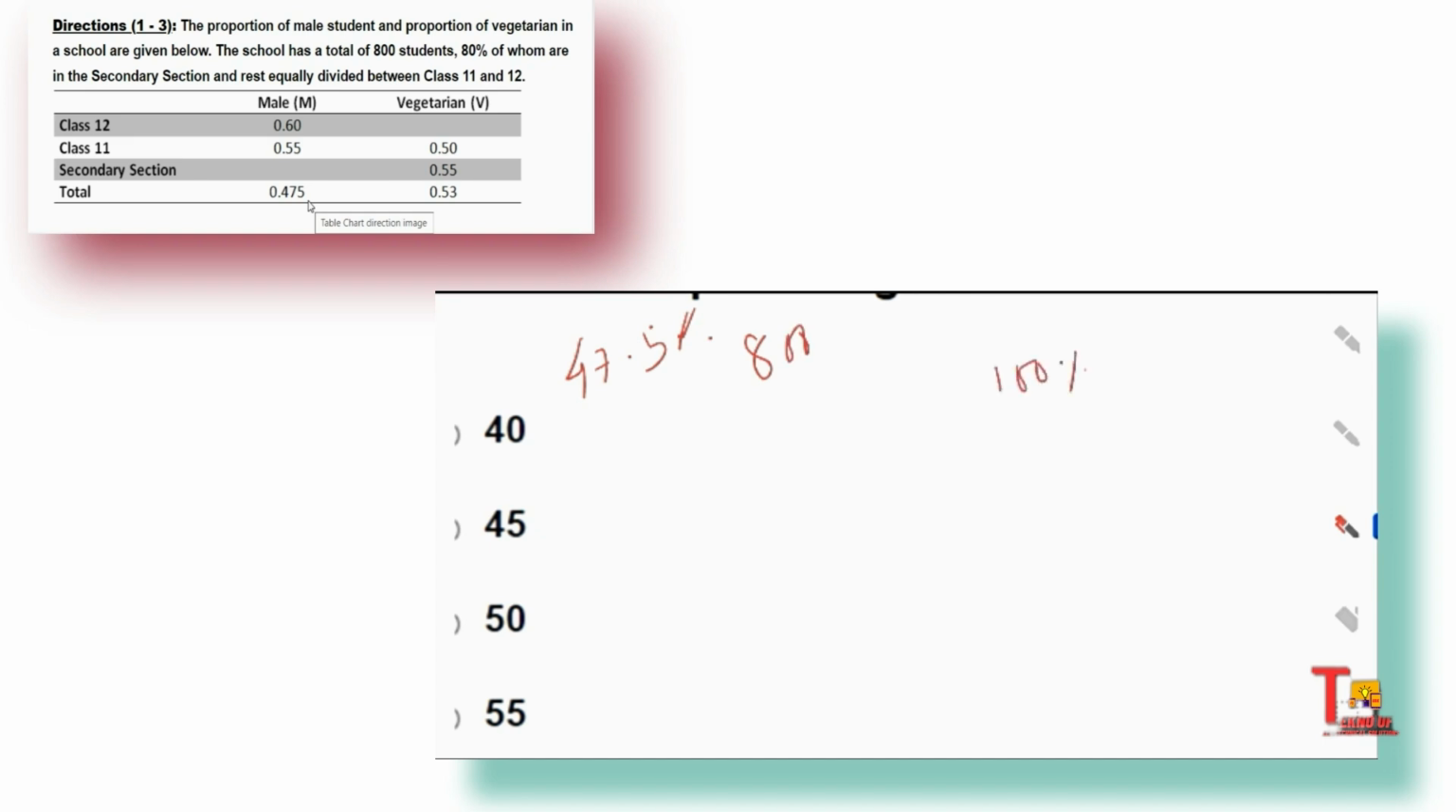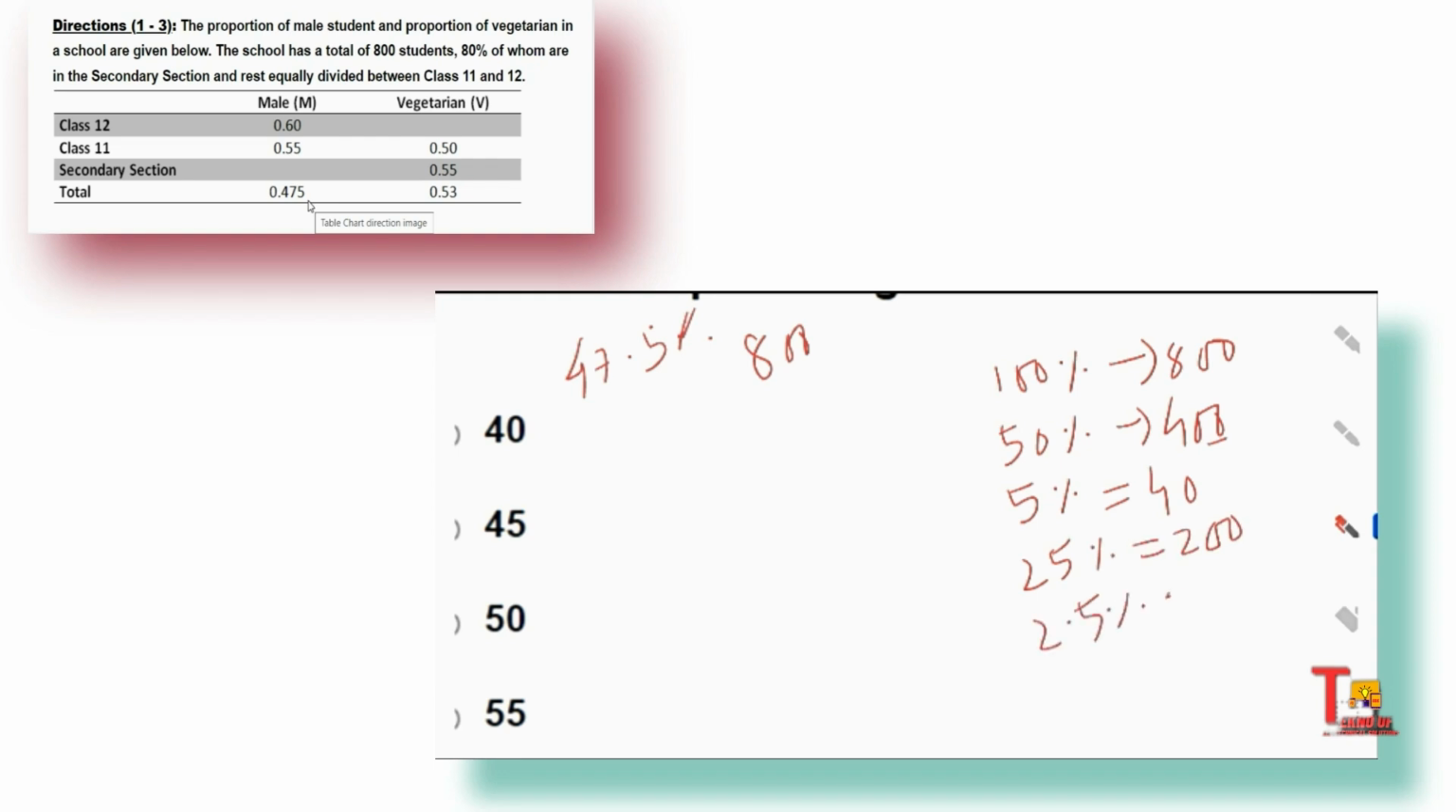100% of 800 is 800. And 50% of 800 is half, right? So 400. 5% is, just remove a 0 from 400, so 40. And 25% is just half of 400, that is 200. And 2.5% is, just remove a 0 from here, I mean, just put a point here, so that is 20.